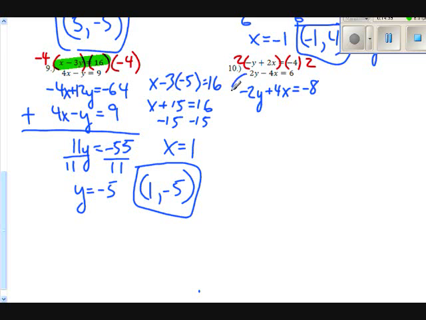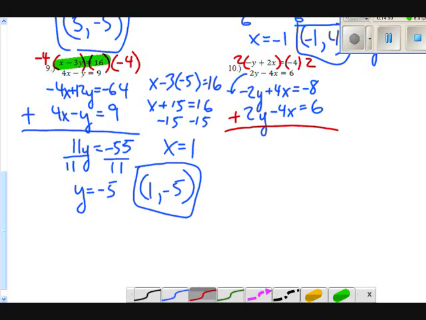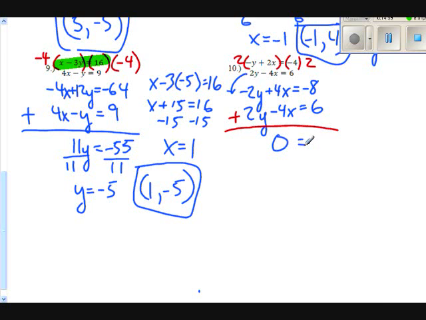And again, I'm going to rewrite this second equation down here so you can see it a little better: 2y minus 4x equals 6. Now I have additive inverses, so I'm going to go ahead and add these two together. When I do that, negative 2y plus 2y is 0. 4x plus a negative 4x is also 0, so I'm left with a 0 over here. And then negative 8 plus 6 is a negative 2.